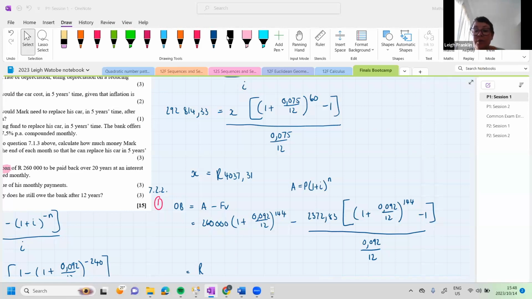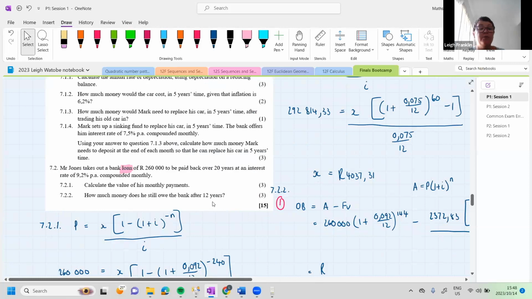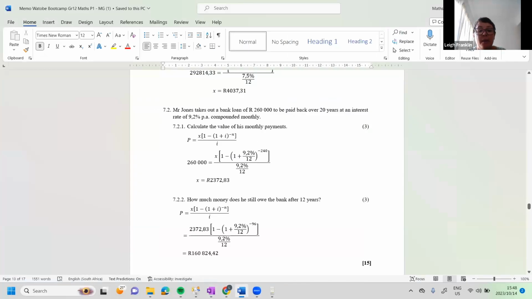Okay, so the reason that we're using 144 is because he's made payments for 12 years. So 12 times 12 is 144. Okay, was there another question? Okay, so I've got an answer from Chelsea. What are the rest of you getting? Yes, Lesedi.